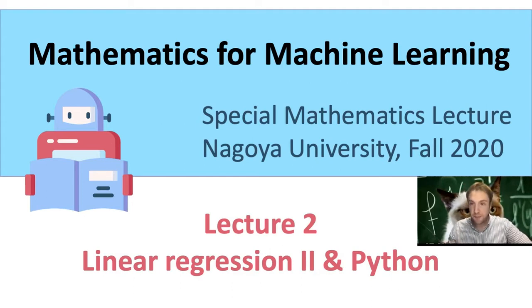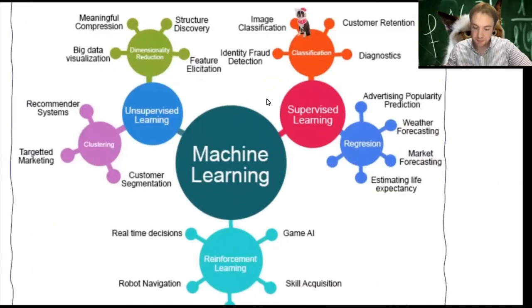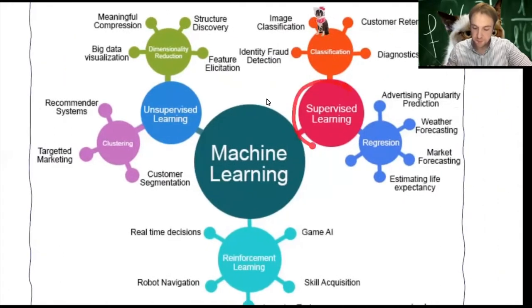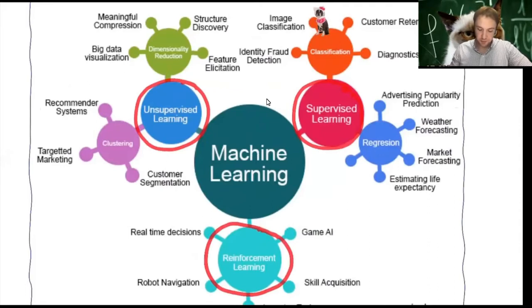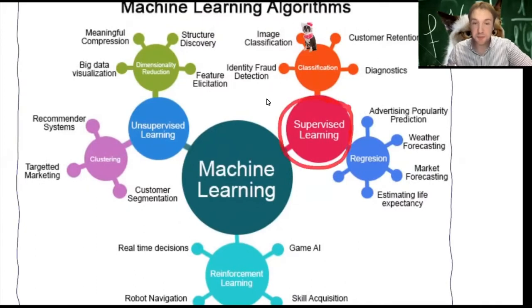So recall this. Last time I gave an overview over the field of machine learning, and there were different subfields. There were three main subfields: supervised learning, unsupervised learning, and reinforced learning or reinforcement learning. And last time we started with supervised learning. In supervised learning, there were two subfields, regression and classification. And we started with talking about regression.